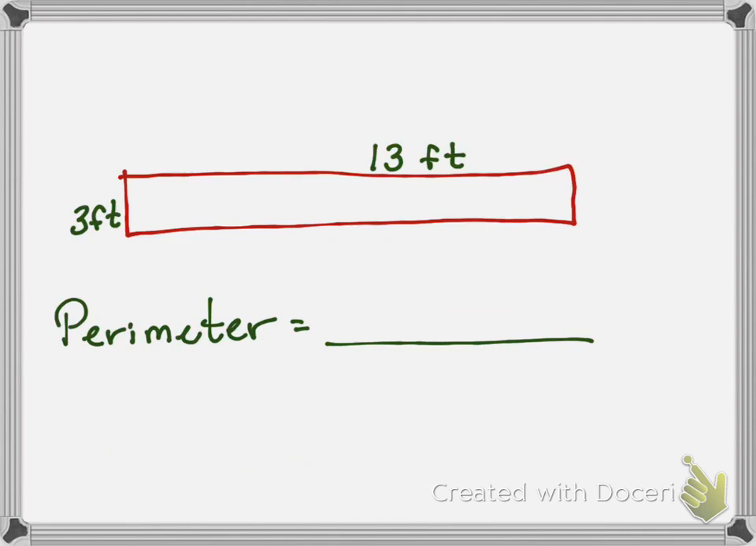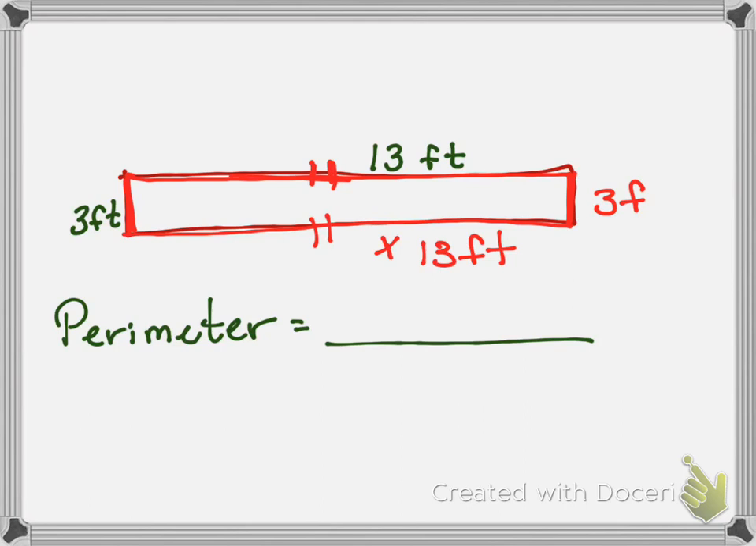Here's another example. This is a very long rectangle. This side is 13 feet. This side is 13 feet. So what's this side? Well, remember, this side is parallel to this side, and when they're parallel, this side is equal to this side. So this one would be 13 feet long. And this side is 3 feet, and it's parallel to this side, so this side would equal 3 feet as well. And when we find the perimeter, we need to add up all the sides.